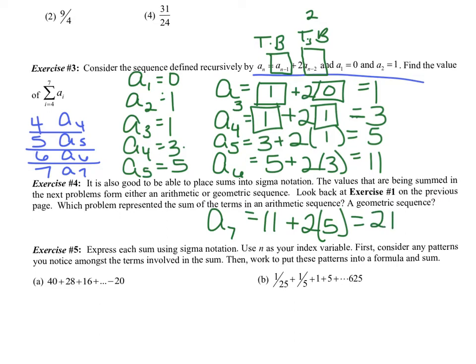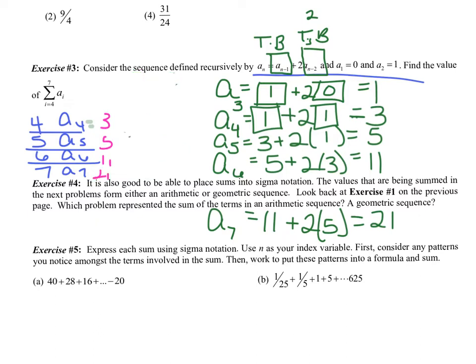Now, we have all of the terms figured out up until 7. So the next thing we need to do is actually do the summation. So the 4th term is equal to 3. The 5th term is equal to 5. The 6th term is equal to 11. And the 7th term is equal to 21. So I'm adding 3 plus 5 plus 11 plus 21. So I'm adding the 4th through the 7th term together, and I get 40.